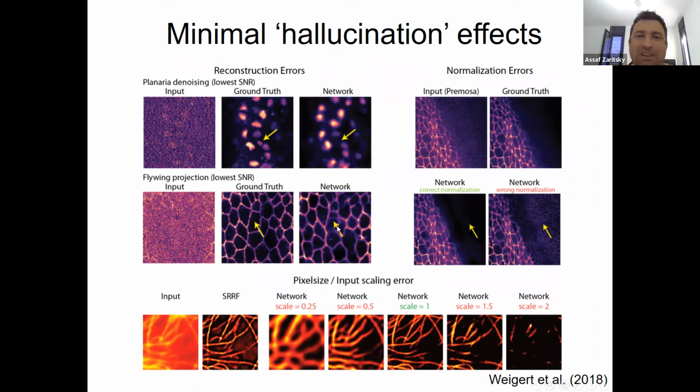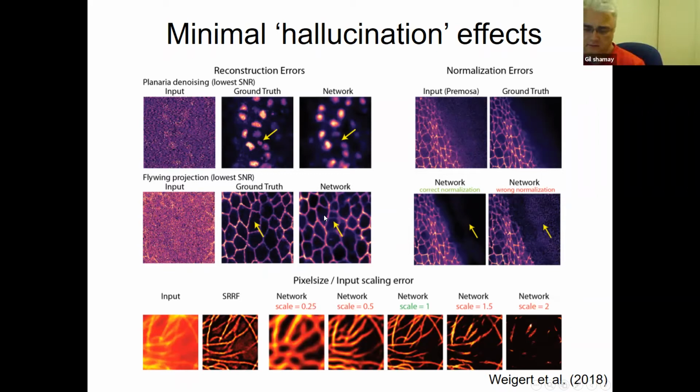Sometimes you get the opposite. For example, here you get one big cell, right? This is a membrane marker. So you get this one cell, the elongated cell from bottom to top. And when you look to the left here, the network thought that these are two cells, right? You can see the line here coming in between.